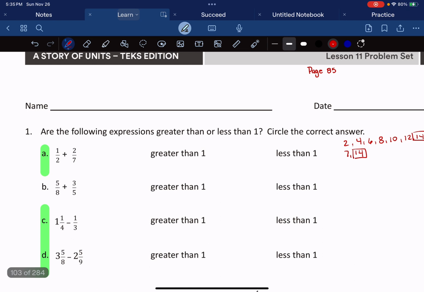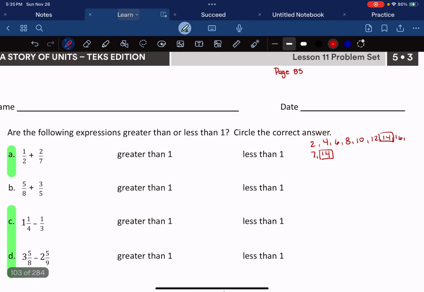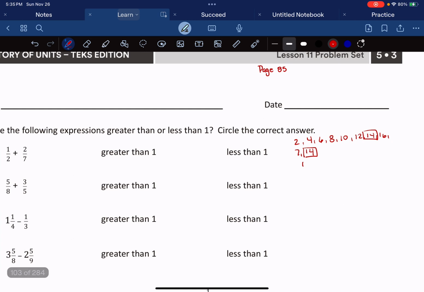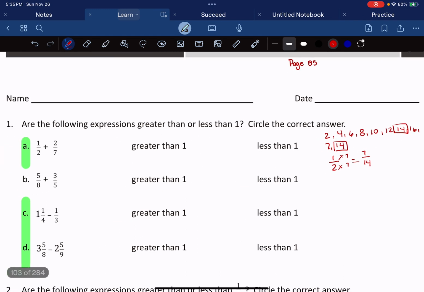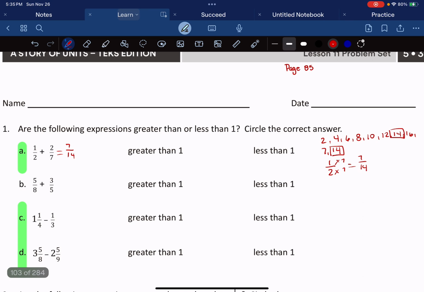So now I'm going to come here and I'm going to look here at my 1/2. For 2, it took me 7 times to get there. So I'm going to multiply bottom and top by 7. When I do this, I get 7 out of 14. So I'm going to go ahead and write this here. Students, I do want you to write this on the problem set. So whatever you get for your equivalent fractions, go ahead and write this part down. The rest of this here, you're probably going to want to write on your notebook paper.